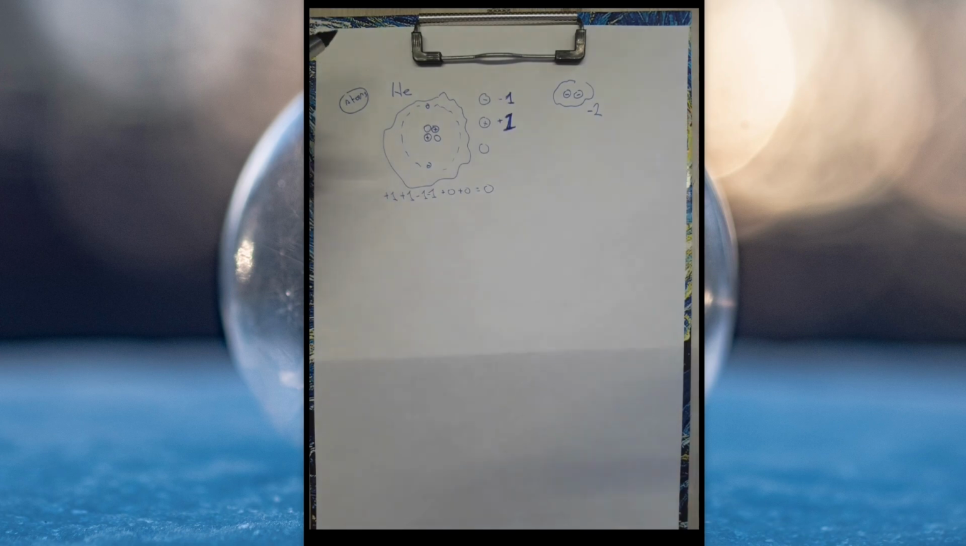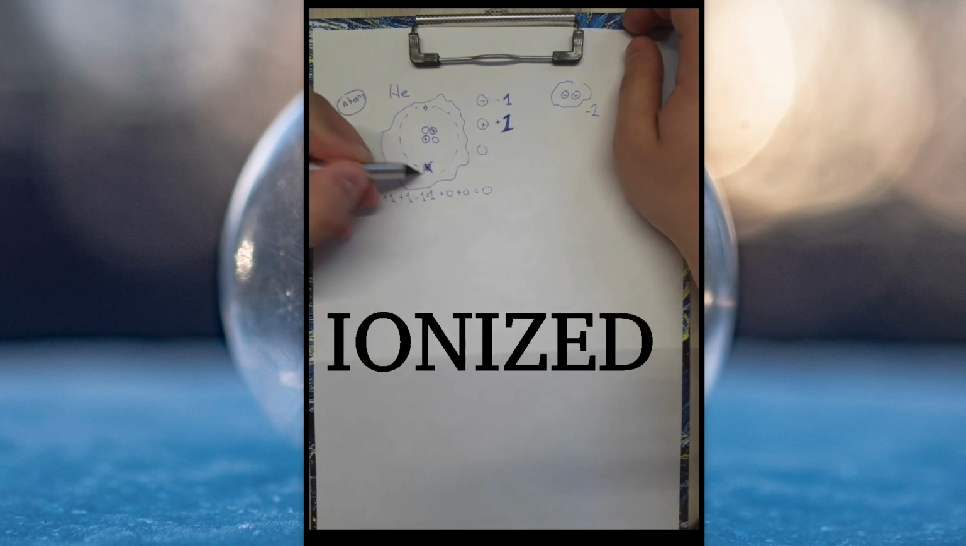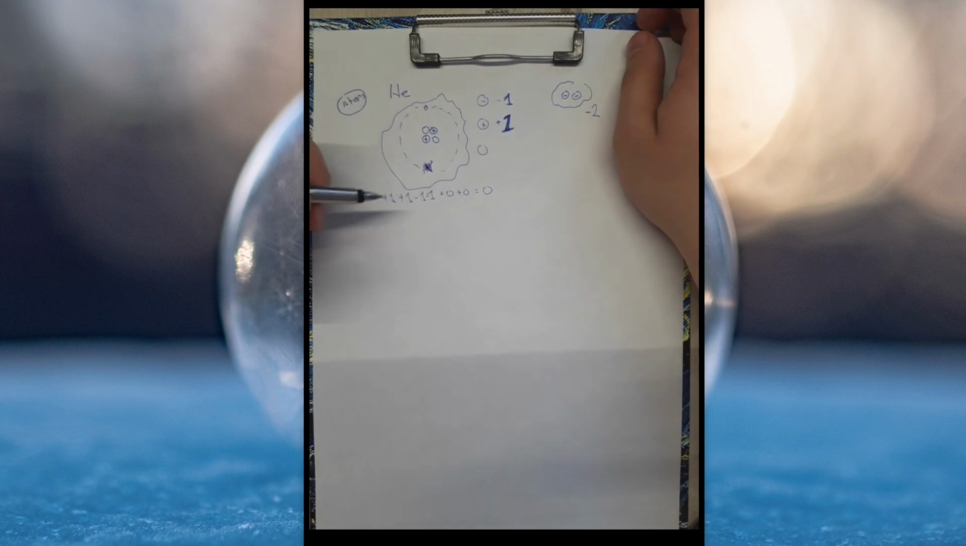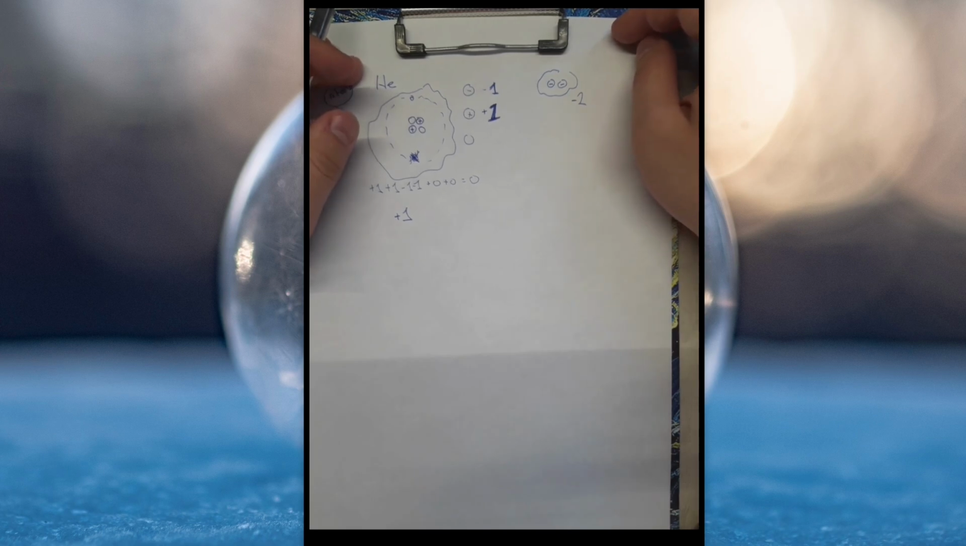At least for now. We can make it polarized by removing 1 electron. We just yank it off and we get a total charge of +1. It is what we call an ion. For now, let's talk about interactions between those particles.